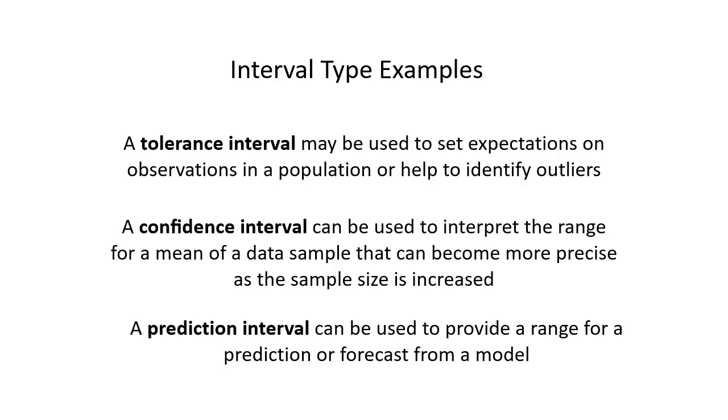A tolerance interval may be used to set expectations on observations in a population or help identify outliers. A confidence interval can be used to interpret the range for a mean of a data sample that can become more precise as the sample is increased. A prediction interval can be used to provide a range for a prediction or forecast from a model. For example, when presenting the mean estimated skill of a model, a confidence interval can be used to provide the bounds on the precision of the estimate. This can also be combined with p-values if the models are being compared.